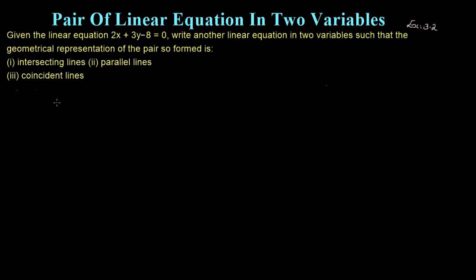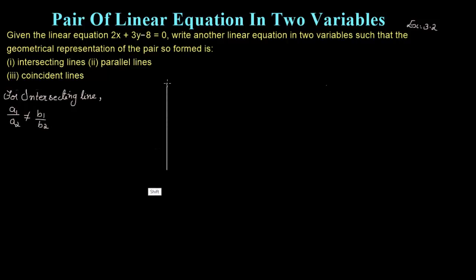So you should know when the solution will have intersecting lines, parallel lines and coincident lines. I have discussed that in the previous video, right? So let us write the condition for intersecting lines. For intersecting lines, what is the condition? A1 by A2 should not be equal to B1 by B2.